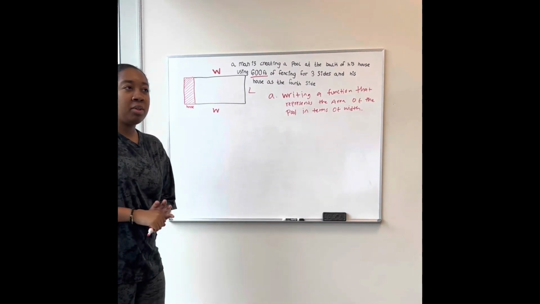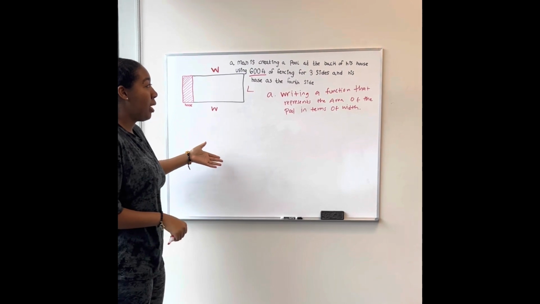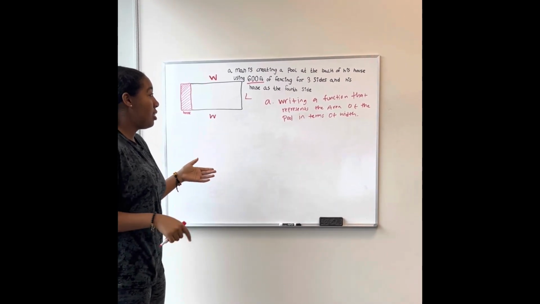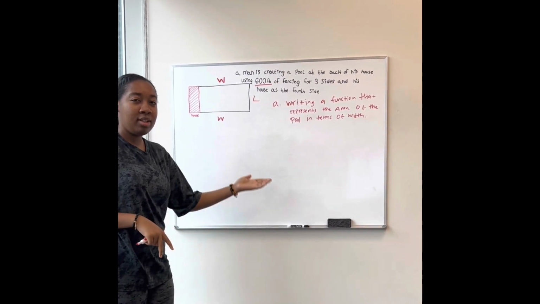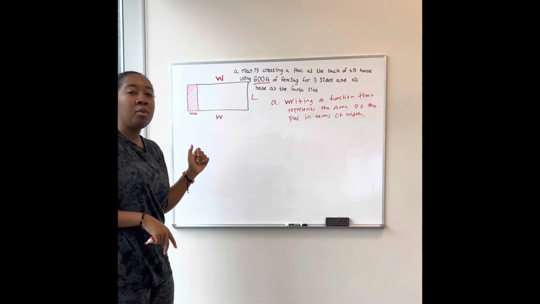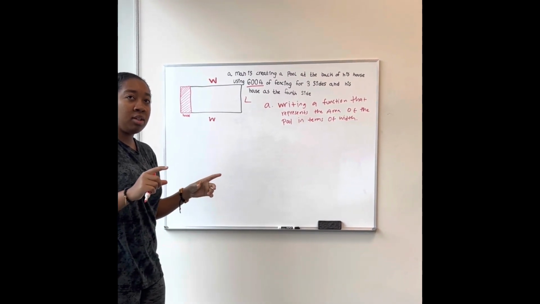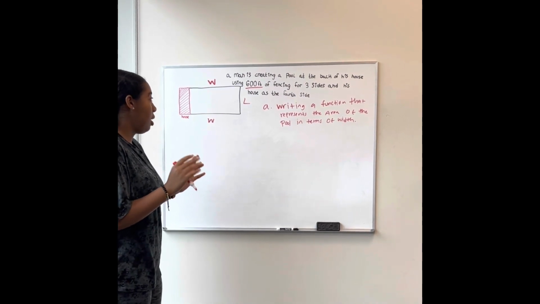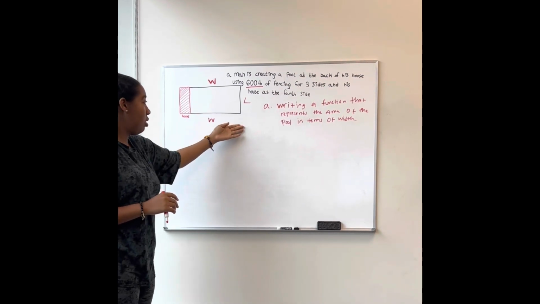So the first thing we do is read the question. A man is creating a pool at the backside of his house using 600 feet of fencing for 3 sides, and his house as the 4th side. So the second thing we do is draw a picture. Whenever you're doing a polynomial model, you want to draw out the picture so you can visualize the sides and the dimensions. So this is the house and this is the pool.